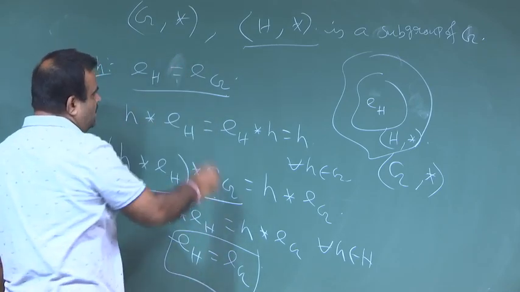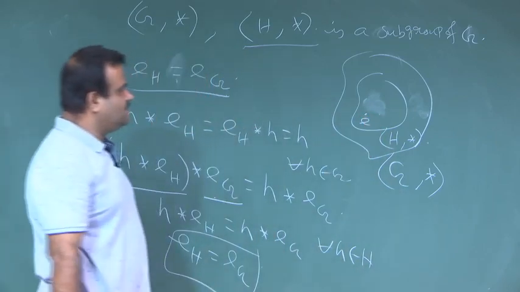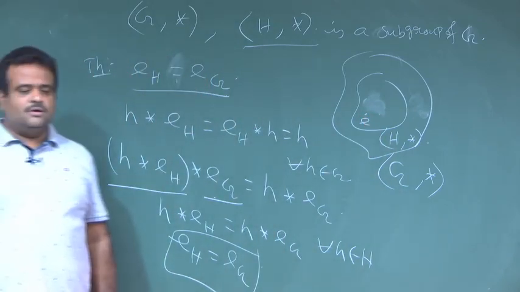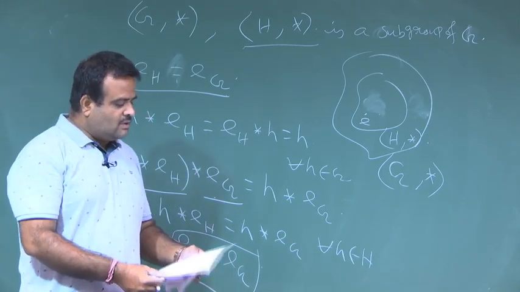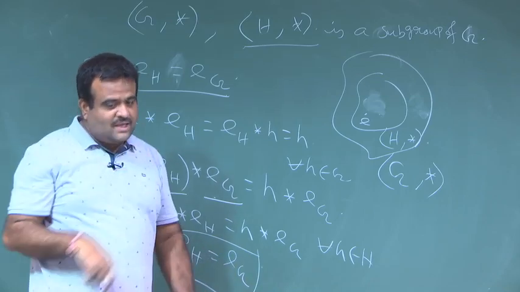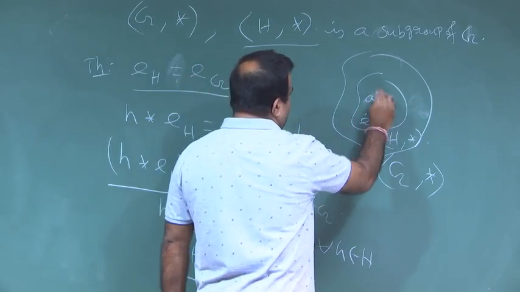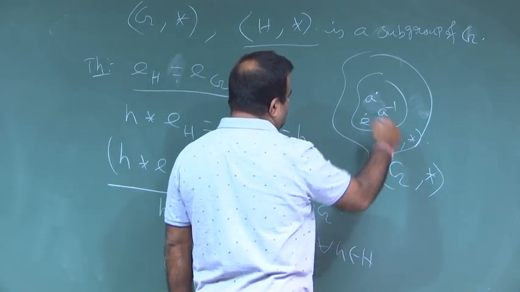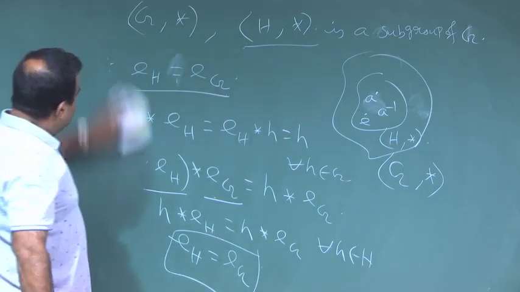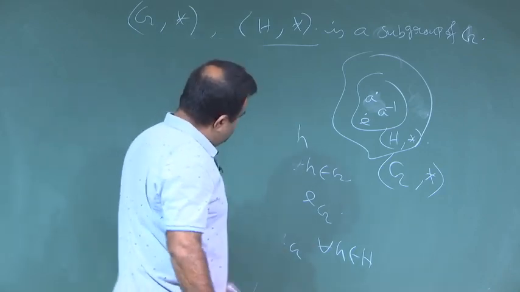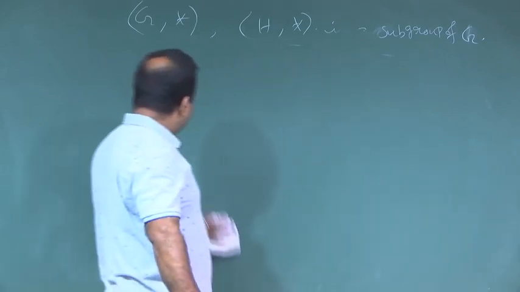So, the identity element belongs to H only. They share the same identity element, and we know the identity element is unique in the group. Okay. Now, the inverse, we cannot say the same, because if we take an element a over here, then a inverse has to belong to H, and we know that is the unique element.